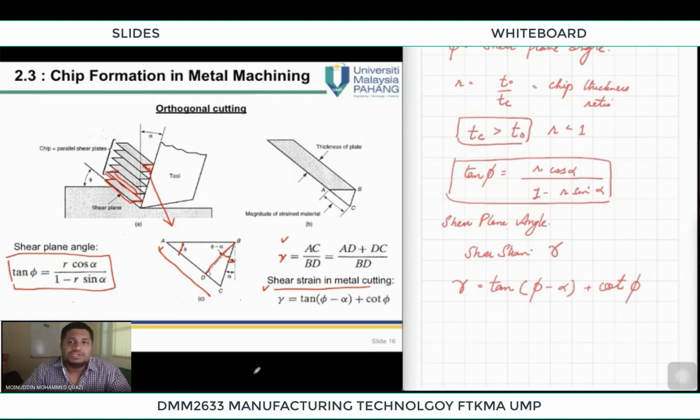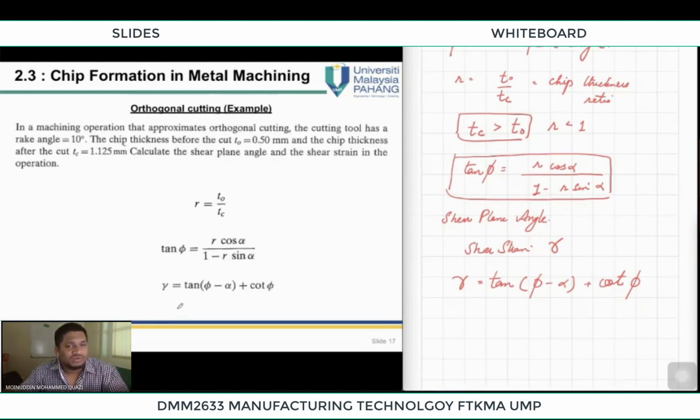So you just need to have the concept that due to the tool movement, shear planes are produced. These shear planes have a shear angle with the workpiece. These shear planes have shear strain, and this shear strain has shear stress. So that's it.